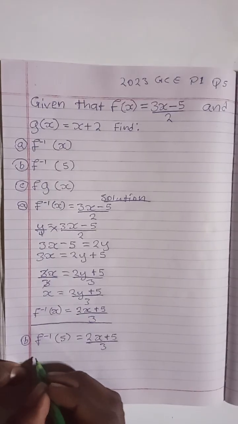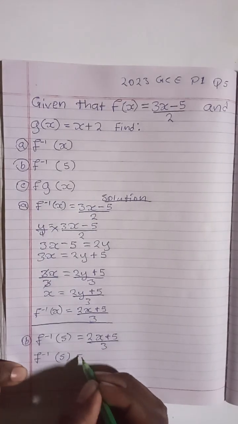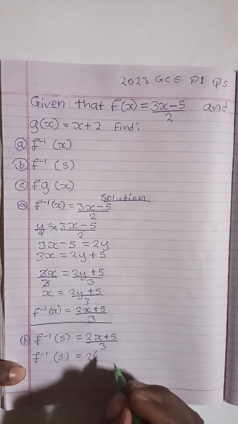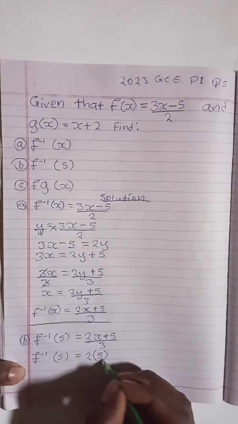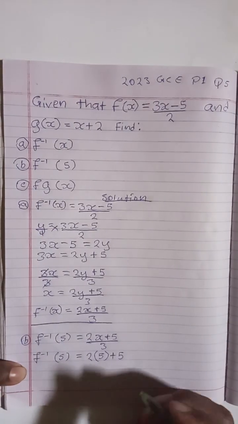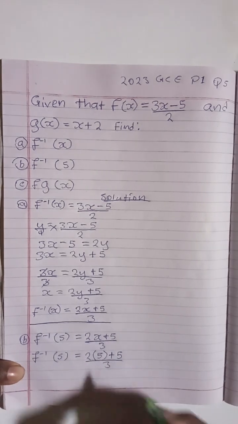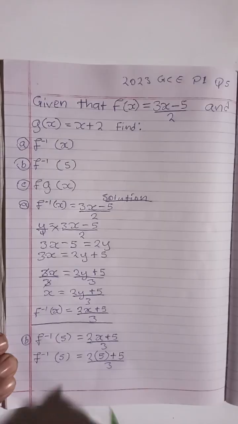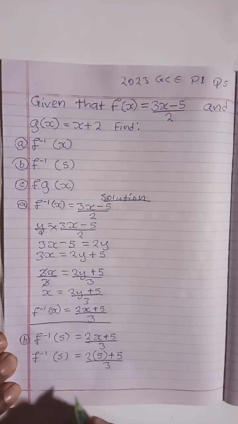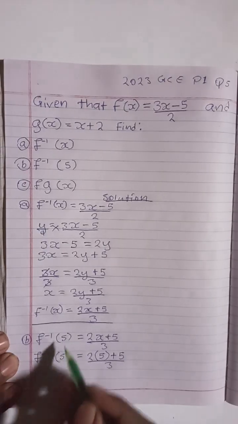So the next step that we are going to do is we are going to say inverse function of 5 is equal to 2 open bracket. Where there is x, now we'll replace with a 5, plus a 5 again, over a 3, like that. So our next thing that we have to do now is to do the multiplication here. So we'll write again the same process. This part should flow.